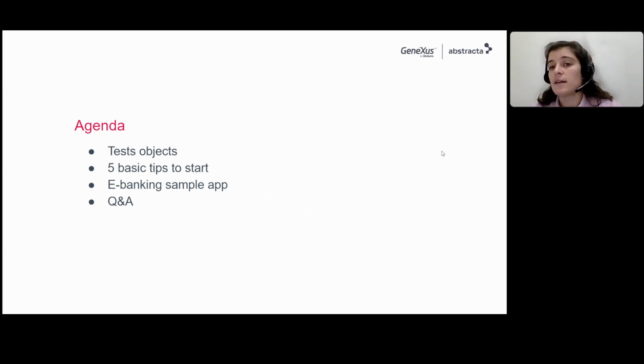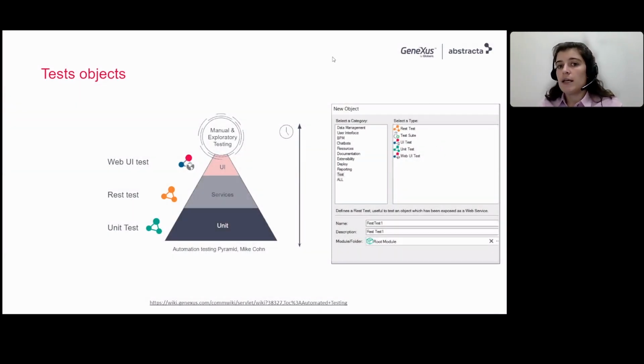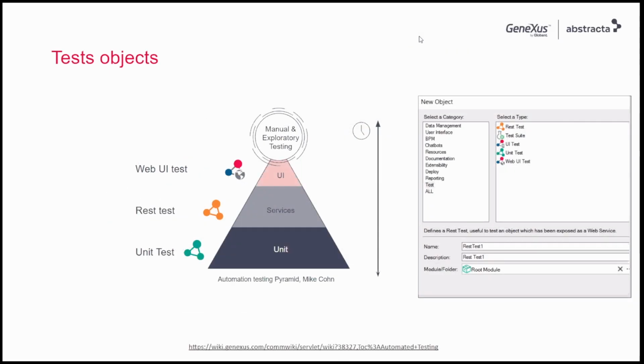So first of all, we're going to talk about the type of tests that are available in GeneXus, the 5 tips to improve your delivery speed. And we're going to see an example for an e-banking sample app. In your GeneXus IDE, you have different kinds of tests that you can use to automate the different development layers in your application. You will develop tests on the logical layer, the service layer, and the interface layer.